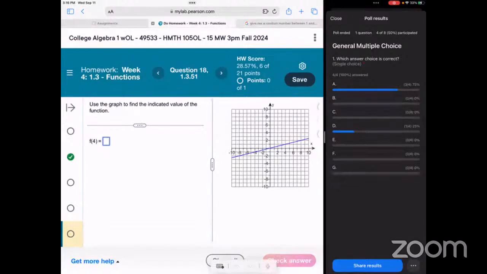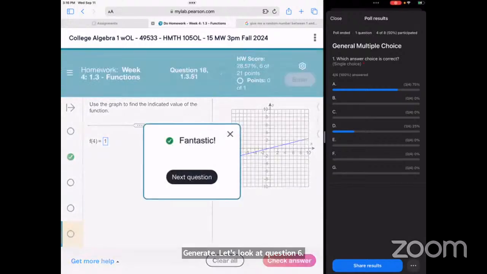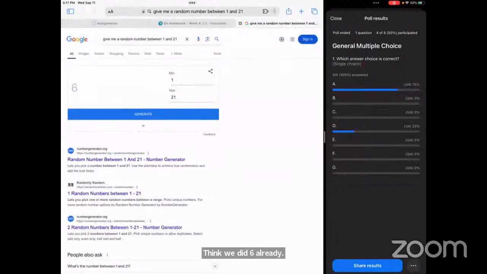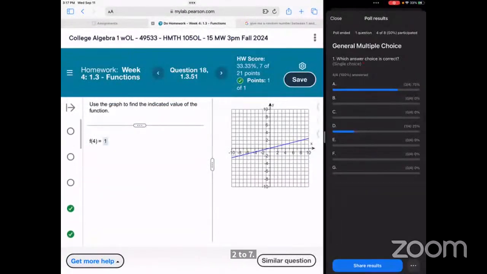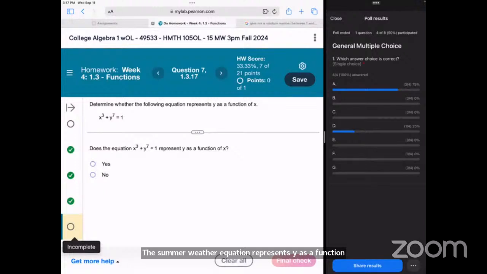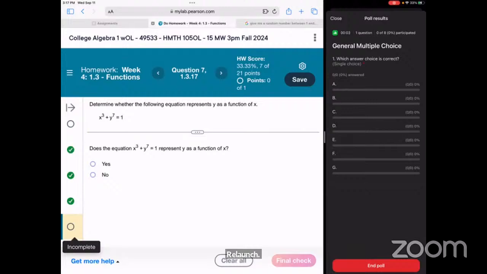Let's look at question 6. I think we did 6 already, so we'll do 7. Determine whether the following equation represents y as a function of x. Okay, this is a good one. So is it A, yes, or B, no? We'll do 25 seconds. All right, so we kind of talked about this just a moment ago.